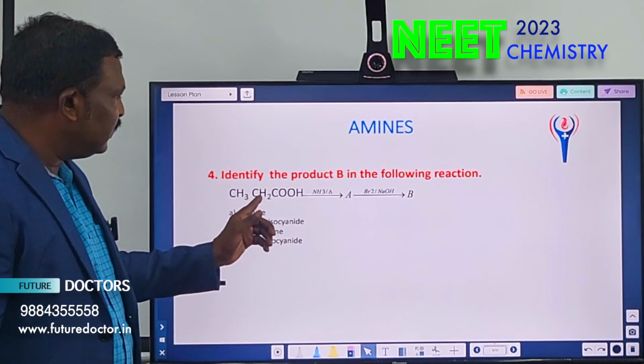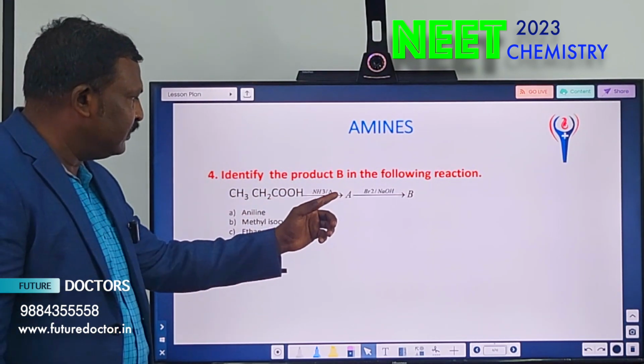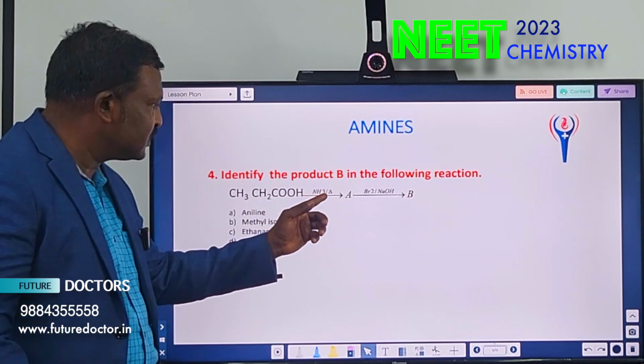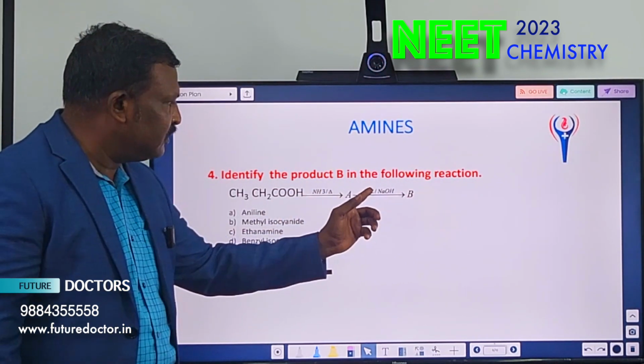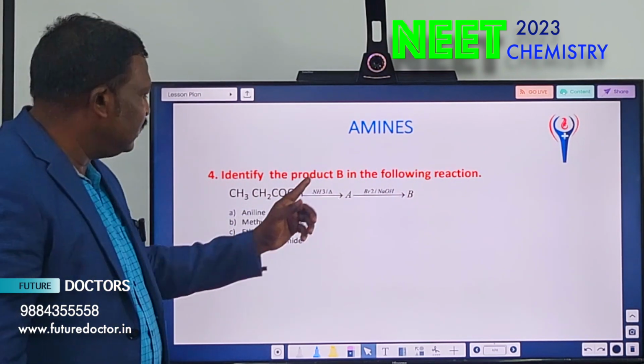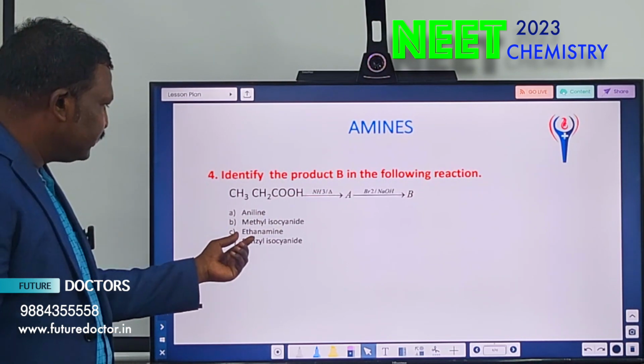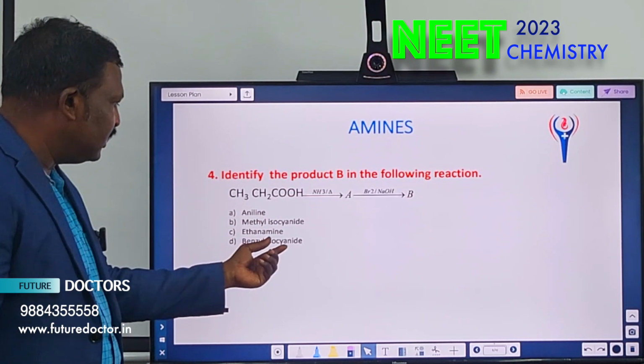Fourth one, identify the product B in the following reaction. CH3CH2COH gives A when it reacts with ammonia as well as heat. Again, A gives B when it reacts with bromine in the presence of NaOH. We have to find only B. Option A, aniline. Option B, methyl isocyanate. Option C, ethanamine. Option D, benzyl isocyanide.